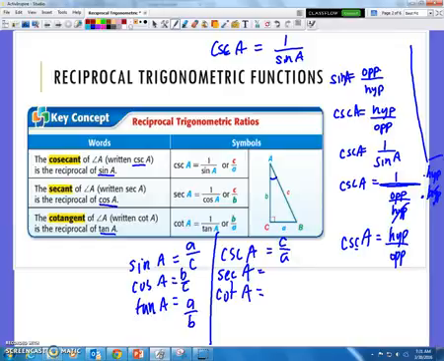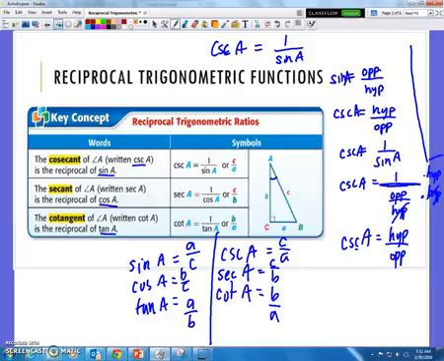Secant is the reciprocal of cosine. So I have B over C, now I have C over B. And cotangent is B over A. These are called the reciprocal trigonometric functions. Just practicing with them and getting familiar with them this year is going to help a lot in the years to come.